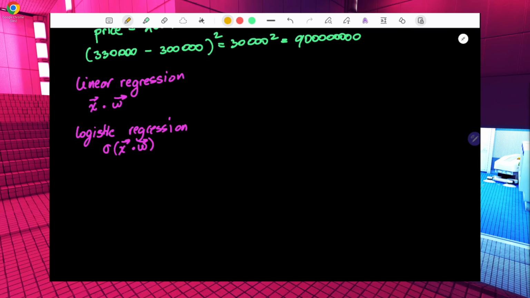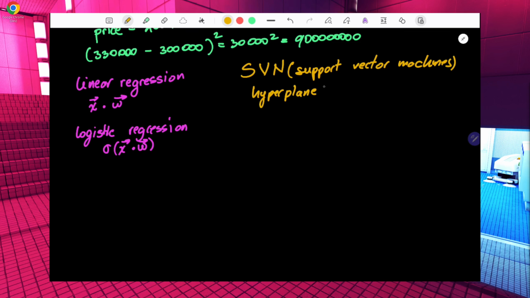So the second thing that I wanted to mention is something called SVM, or support vector machines. So this is a supervised machine learning algorithm. It's used for classification. And SVM tries to find a hyperplane. What the hell is a hyperplane? We separate the samples in the set. So a hyperplane is a plane in a high dimensional space.